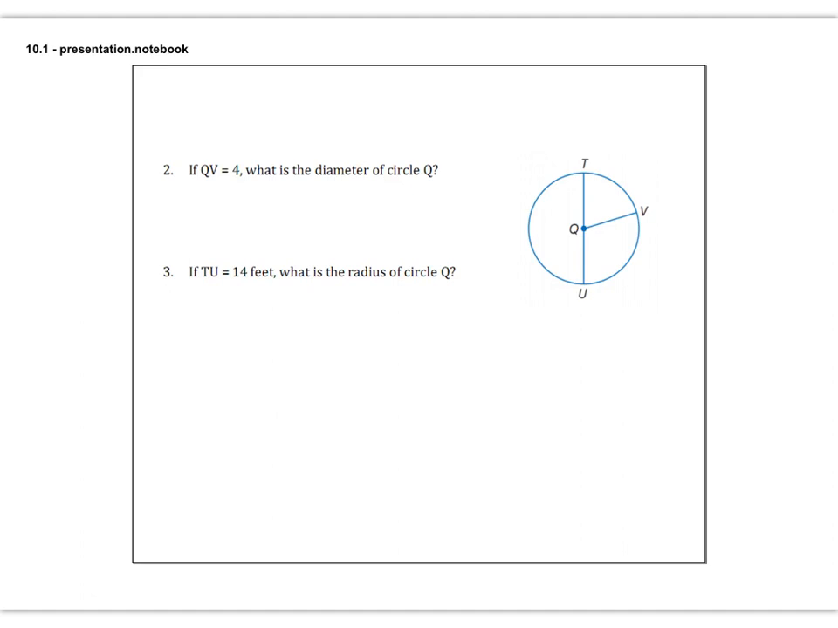As I mentioned, a radius is half as long as a diameter. A diameter goes all the way across a circle through the center, and a radius will go halfway across the circle. And so if QV is 4, the distance from Q to V is 4, what would the diameter of this circle be? Well, it would just be double, so it would be 8. If your segment TU has a distance of 14 feet, what would the radius of the circle be? Well, TU is the diameter, so you cut that in half or divide by 2 to get the radius. So 7 feet would be the radius of the circle, half as much if you're going halfway across.